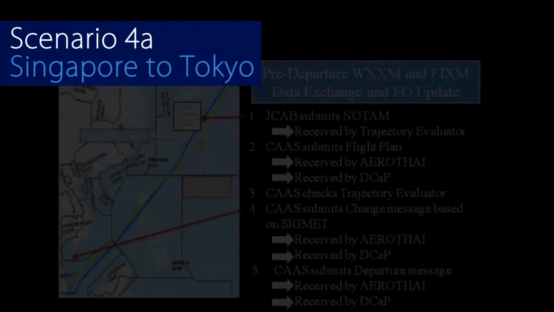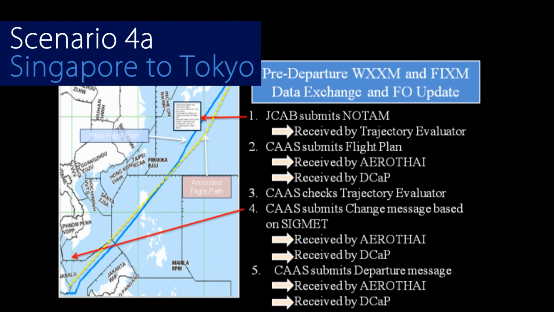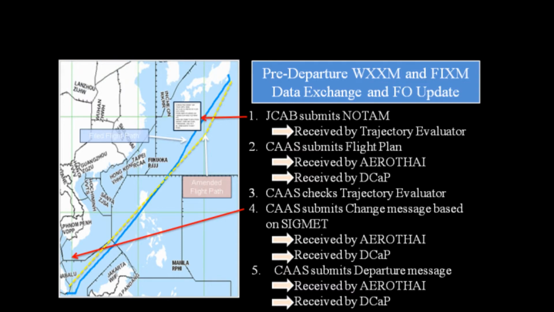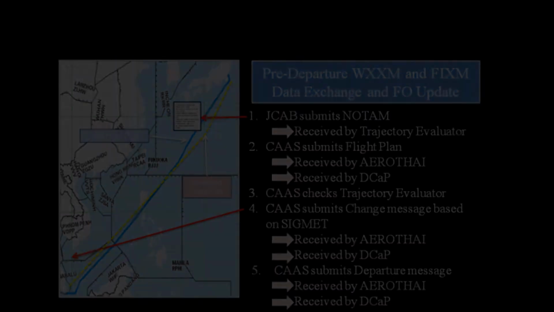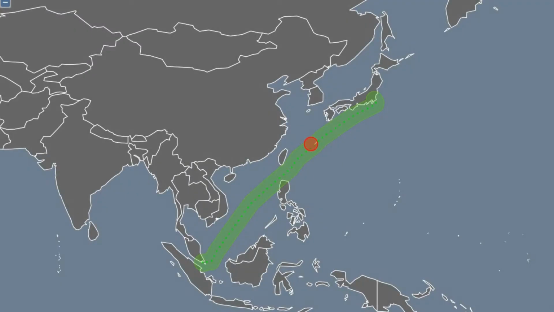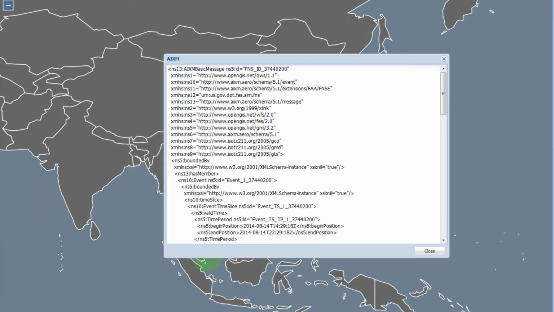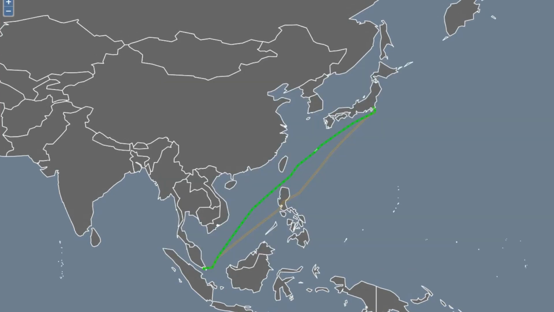Scenario 4A demonstrated how the route of a flight object can be updated based on the evaluation of aeronautical information that has been published by another air navigation service provider. In this scenario, the flight departed from Singapore to Tokyo. The trajectory evaluator provided routes to avoid the NOTAM area because the trajectory evaluator showed that this area is a restricted airspace.